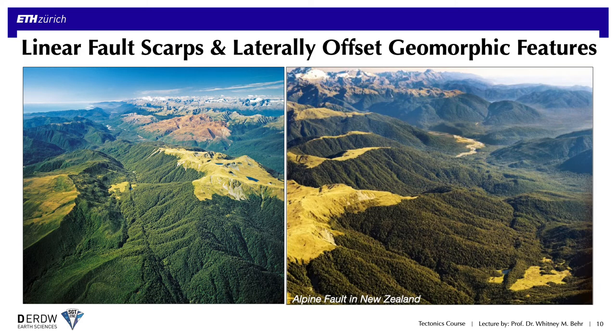Not all strike slip faults are quite as stark as the San Andreas in the desert, of course, but even in highly vegetated regions, their surface expressions can be very prominent. This is the Alpine Fault in New Zealand. These are two images of the same part of the fault, but viewed from opposite directions. You can see it forms a very prominent scarp where there are sharp mismatches in topography.